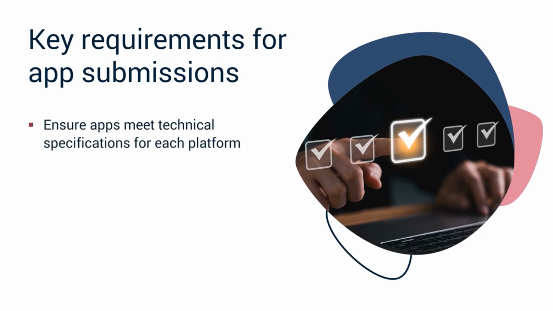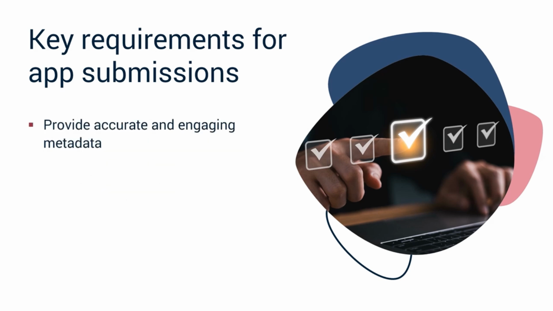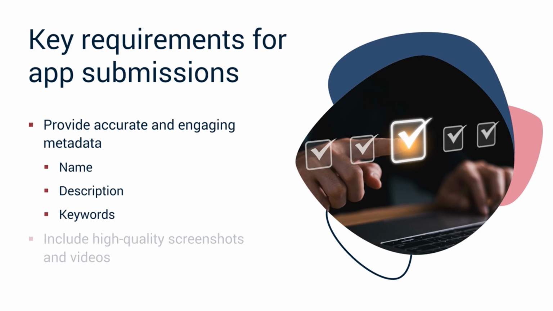Now, let's explore some key requirements for your app submission. You should ensure your app meets the technical specifications for each platform, including supported OS versions and device compatibility. To help users discover your app, you need to provide accurate and engaging metadata, such as the app's name, description, and keywords. High-quality screenshots and promotional videos can significantly boost your app's visibility and appeal.